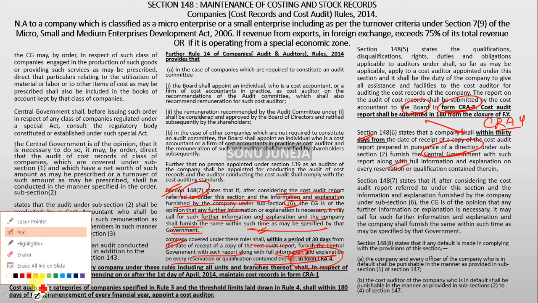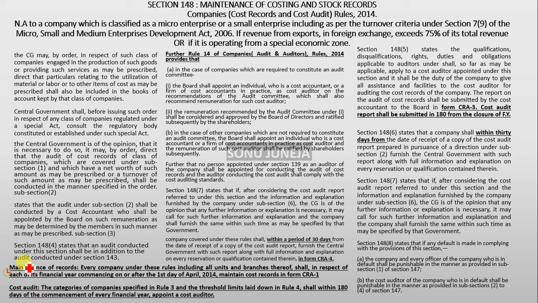Now the next, and last of this video, is the maintenance of cost records. All units and branches thereof shall, in respect of each of its financial years commencing on or after the first day of April 2014, maintain cost records in Form CRA 1. Then the company specified in Rule 3 and Rule 4 shall, within 180 days from the commencement of every financial year, appoint a cost auditor.